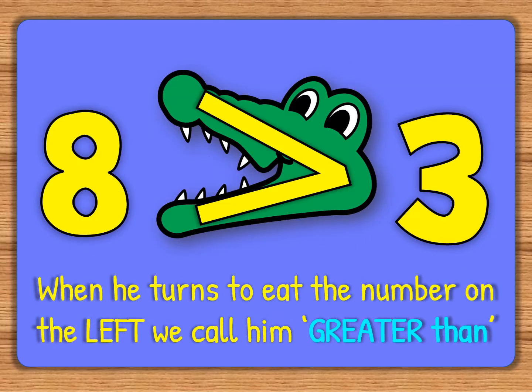When he turns to eat the number on the left side, we call him greater than. So when you look at him, he is facing the number that is greater. So he's facing the left. This is the left side. So he points to the bigger number. His back is turned to the smaller number. So that is his mouth that's open here. He's going to eat this number here. So when he's in this position, looking at the number on the left, he is in the greater than position.